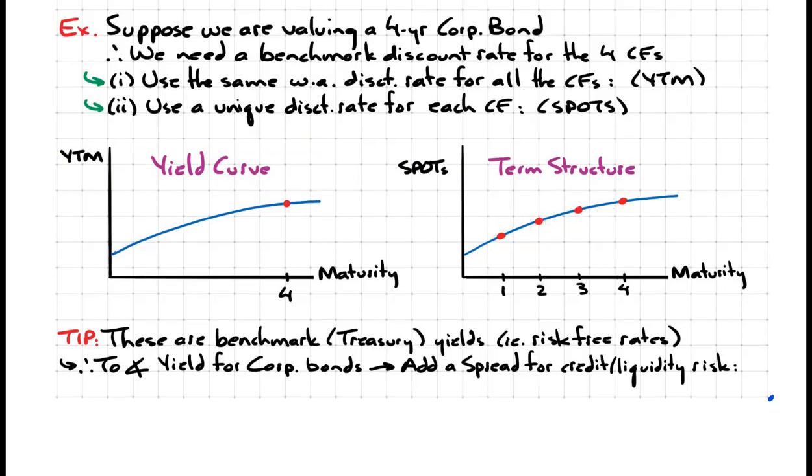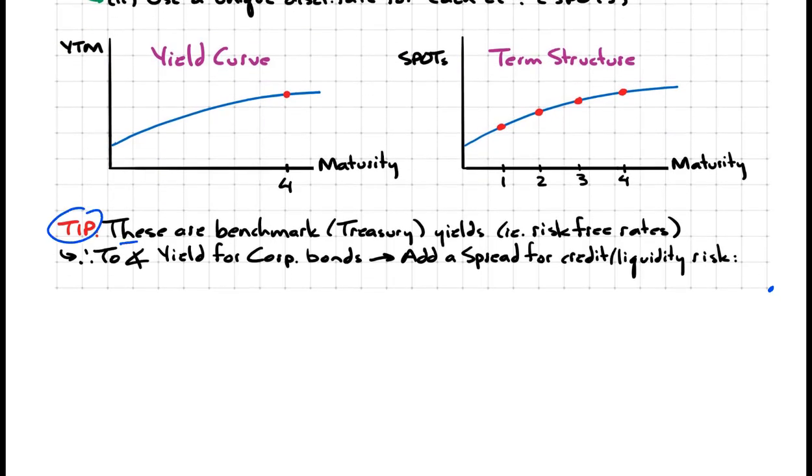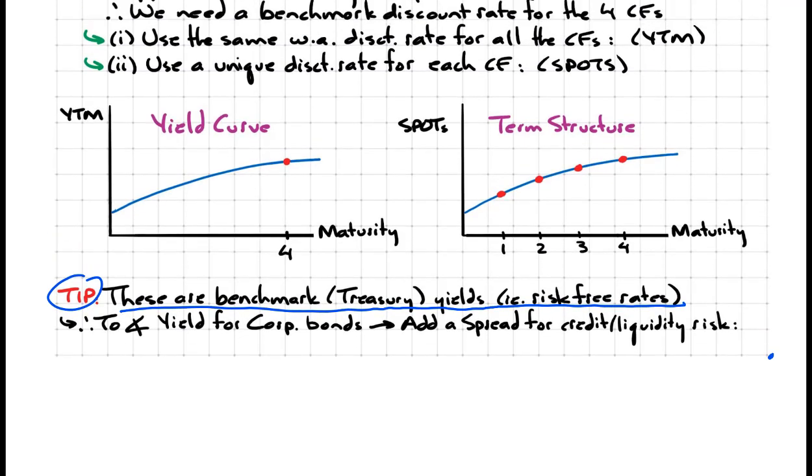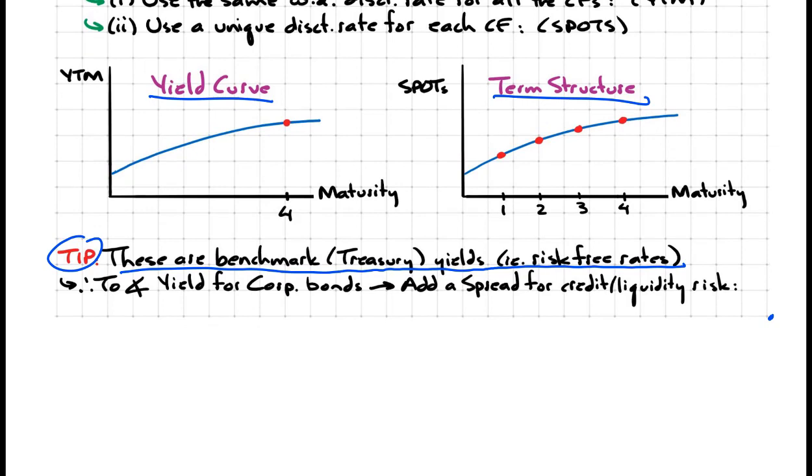Now, a tip: these are benchmark treasury yields. In other words, they're risk-free rates. So when we talk about the yield curve or term structure, we're talking about the rate that's available on treasuries, and treasuries are risk-free. On the other hand, to calculate the yield for corporate bonds, we would have to add a spread to reflect credit and liquidity risk, as we demonstrated earlier.